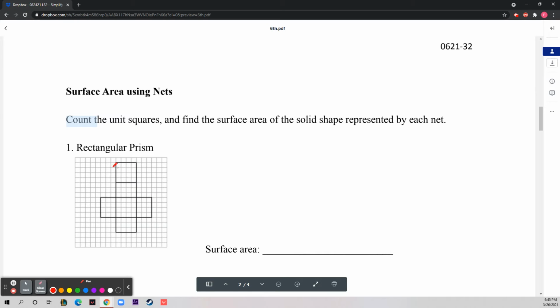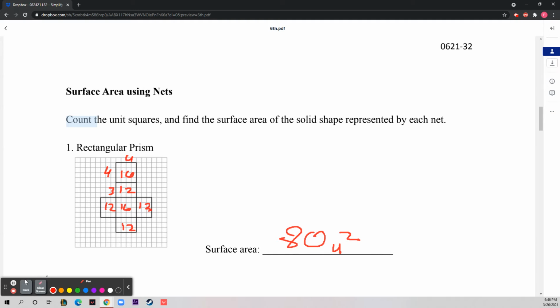So just use those. 4 times 4 is 16. 3 times 4 over here is 12. 4 times 4 is 16. 3 times 4 is 12. 3 times 4 is 12. And 3 times 4 is 12. So it's 16 plus 12 plus 16 plus 12 plus 12 plus 12, which is 80 units squared. It's units because they don't give you an actual unit like feet or inches, so you use units. 80 units squared. It's squared because you're finding area.